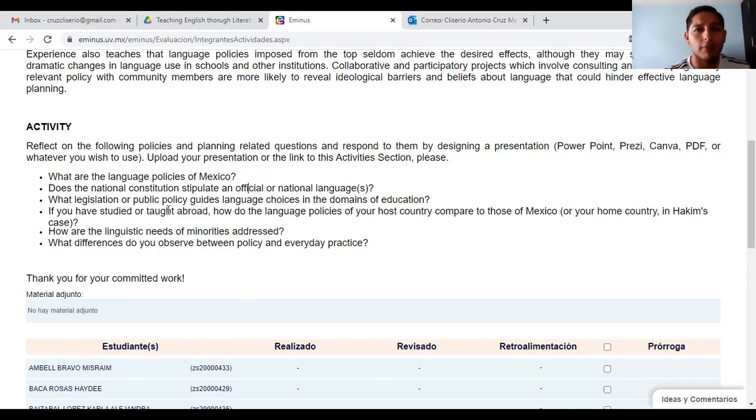What legislation or public policy guides language choices in the domains of education here in Mexico? Because that's a place where you're going, where you work and you will keep on working, perhaps. If you have studied or taught abroad, how do the language policies of your host country compare to those of Mexico? Or in case of Hakim's, if you're more familiar with your home country, go ahead. How are the linguistic needs of minorities addressed? For discussion, and what differences do you observe between policy and everyday practice? Which is something that you can take from the papers that you wrote previously.